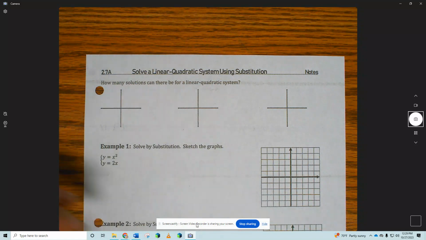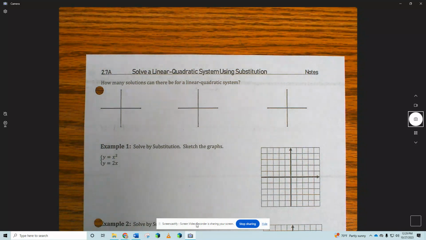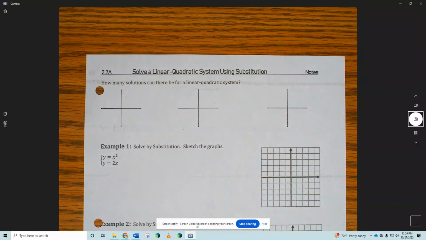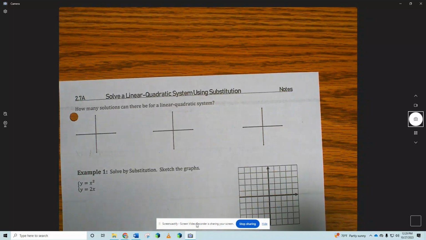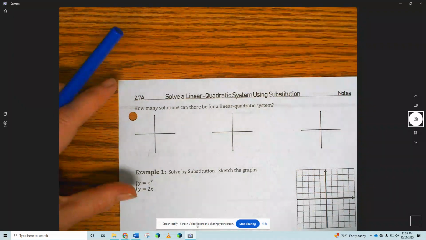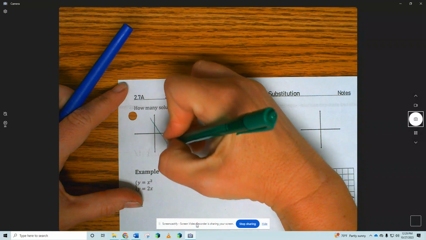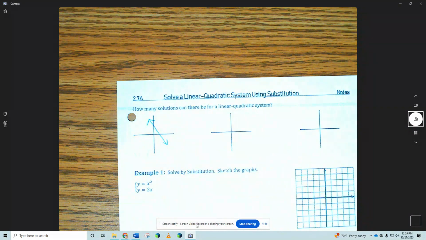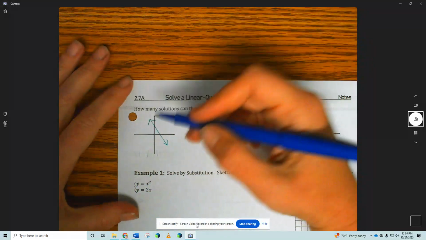So if I had, let's do like green and blue. It might bleed through. We'll see. Okay. So let's do linear. A straight line could be like this. Okay. And then I'd have a parabola, maybe like this.